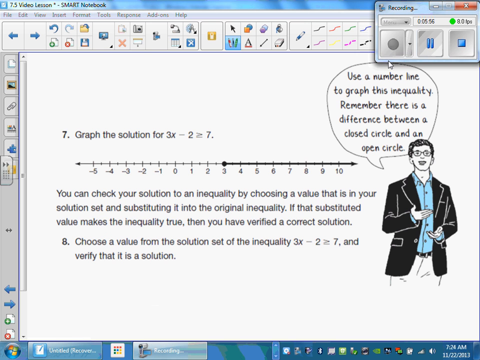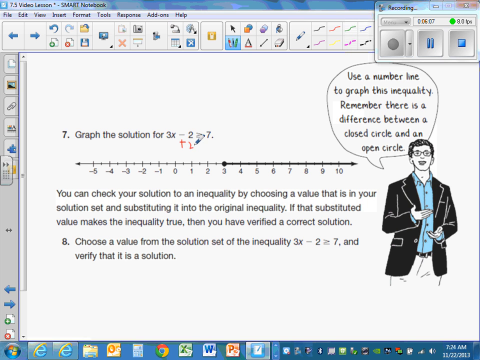Number 7 asks us to graph the solution for 3x minus 2 is greater than or equal to 7. So first we need to solve it. We need to add 2 to both sides. And we've done this one before, so we should know what the answer is. It comes out to be x is greater than or equal to 3 because we divide both sides by 3. Greater than or equal to, when it has that little line under there, that means it could be equal to the number.